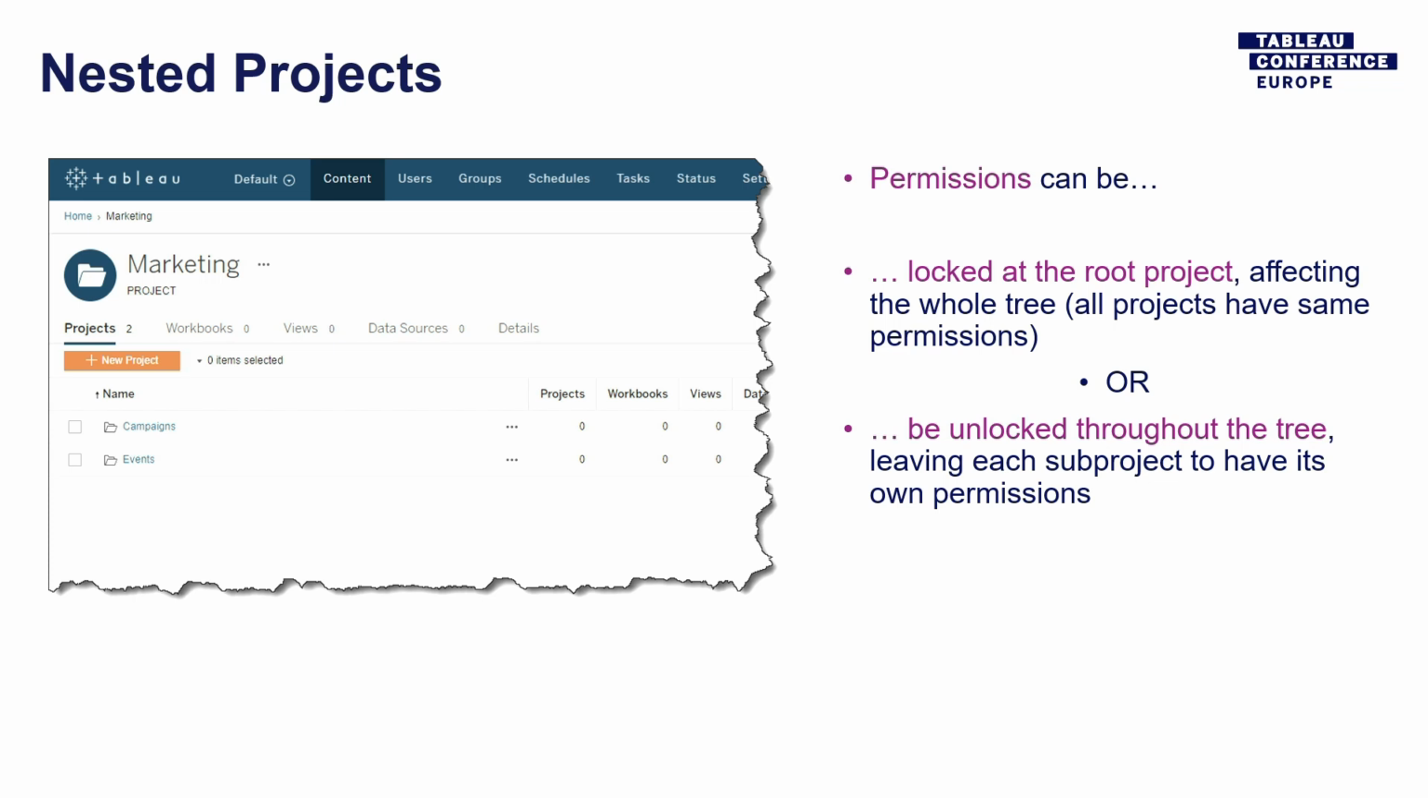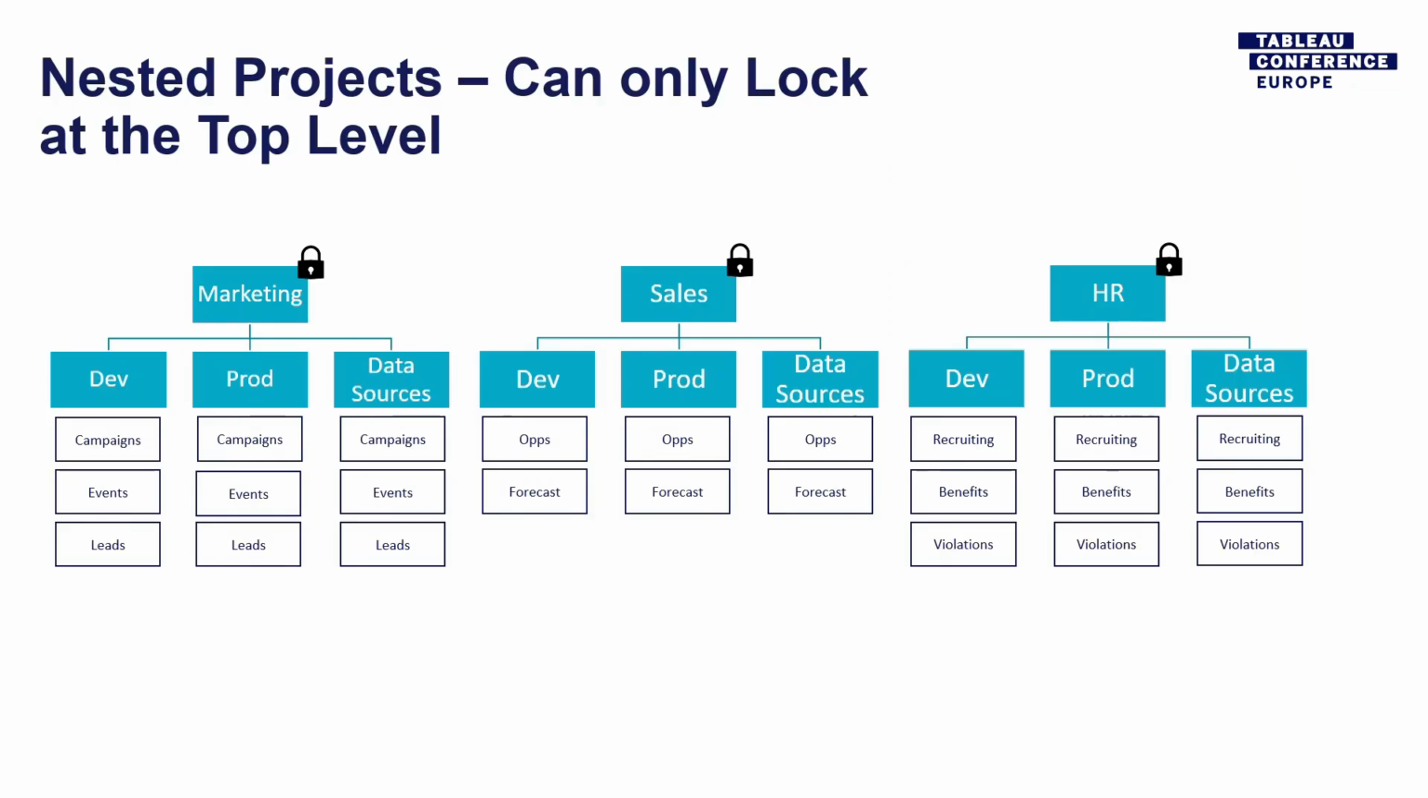That makes sense? Yeah? So let me give you a more practical example. In a situation like this, when we have multiple departments, let's say we have marketing, sales, and HR, we might want to have different nested projects. So let's say development, production, and data sources. And what I would like to do is I would like to have permissions applied not at the root level, but at this child level, right?